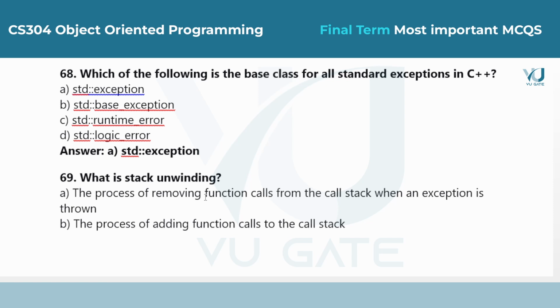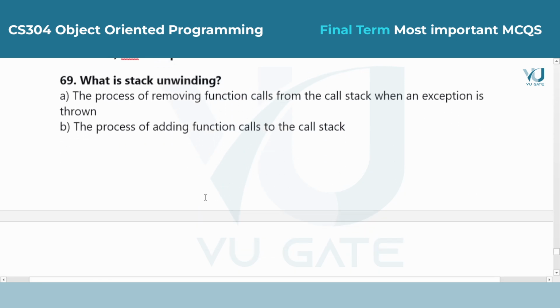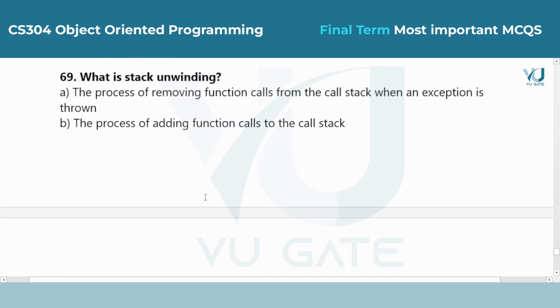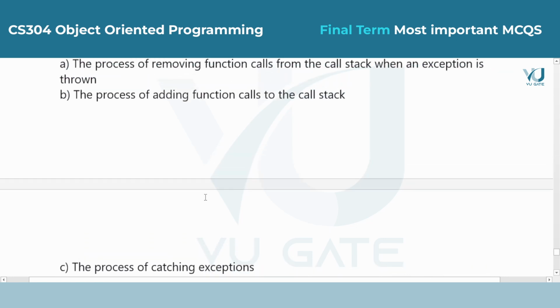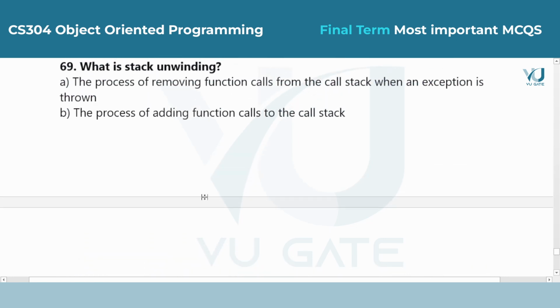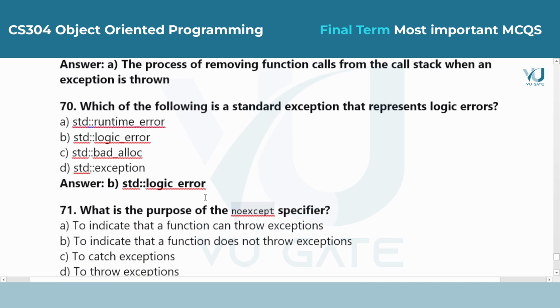Q69. What is stack unwinding? Answer: A. The process of removing function calls from the call stack when an exception is thrown. Explanation: When an exception is thrown, C++ cleans up the memory by calling destructors for all local objects created in the functions currently on the stack. This ensures no resources are leaked during the error.